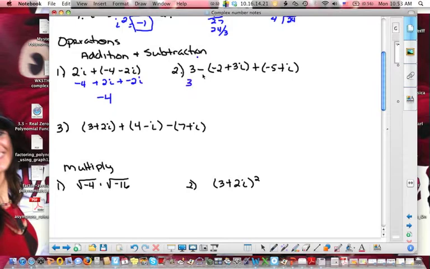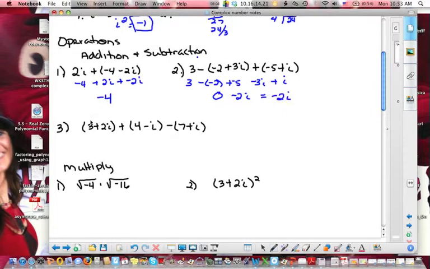Here, when combining, make sure this minus distributes. So minus a negative 2 plus a negative 5. And then you'd have a negative 3i plus an i. So combining this down, you have positive 5 and a negative 5 goes to 0. And then negative 3i plus i would be minus 2i. So your answer is just negative 2i.